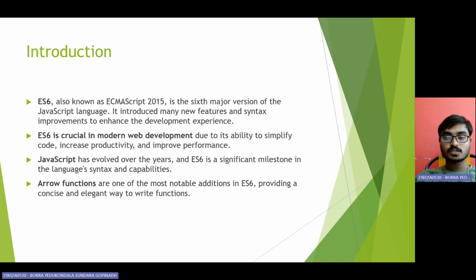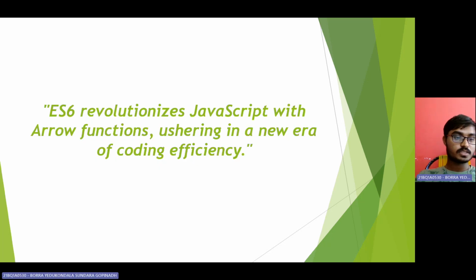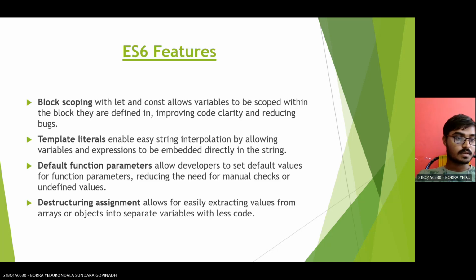Symbol: ES6 introduced the symbol data type, which allows for the creation of unique and immutable values that can be used as object keys. Map and Set: ES6 introduced the Map and Set data structures for more efficient handling of collections of data. ES6 revolutionized JavaScript with arrow functions and is a new era of coding efficiency.